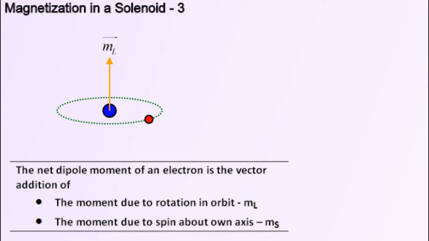Before we get into the details of paramagnetism and diamagnetism, let's go through another important concept. So far, we have dealt with a dipole moment due to an electron rotating in an orbit, but the electron also spins around itself, just like the Earth revolves around the Sun, but also spins around its own axis. So there is a second dipole moment that we have to consider due to the electron spinning about its own axis.